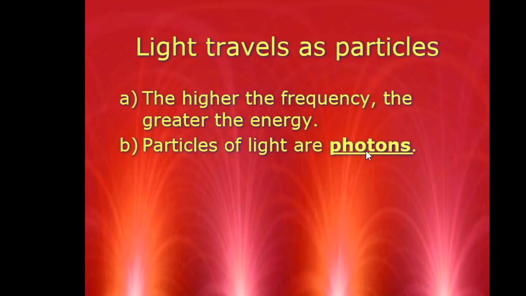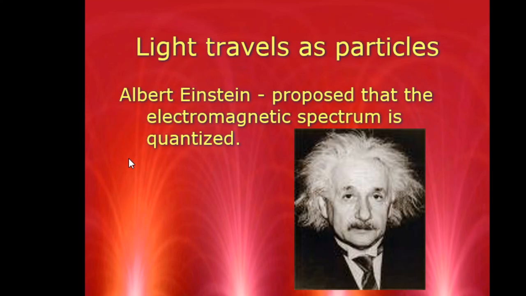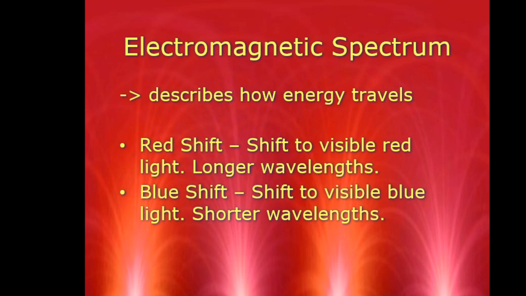One of the scientists that really developed this whole idea that light travels as particles was Albert Einstein. And he proposed that the electromagnetic spectrum is quantized. What does that mean? It has numbers. We can measure it, okay? And the electromagnetic spectrum can show us two things. We'll look at the spectrum in just a minute, but it describes how energy travels.